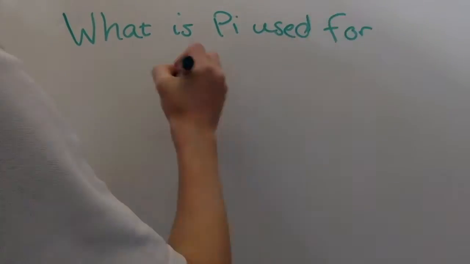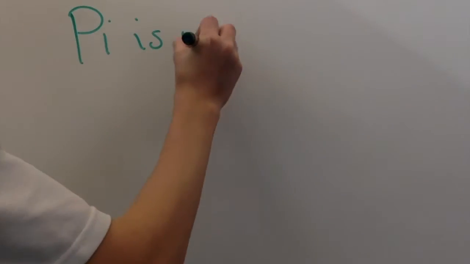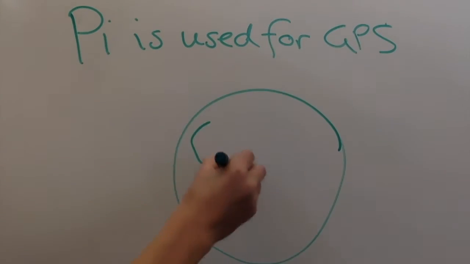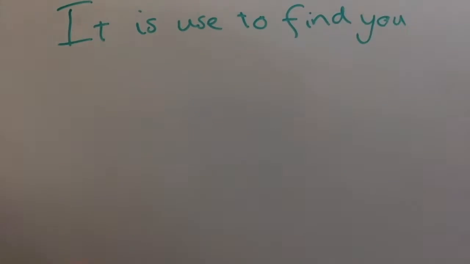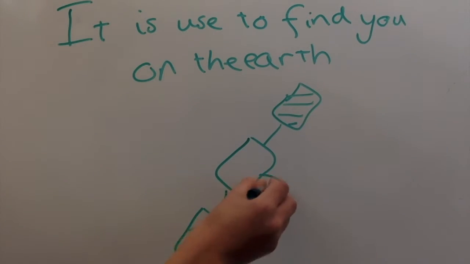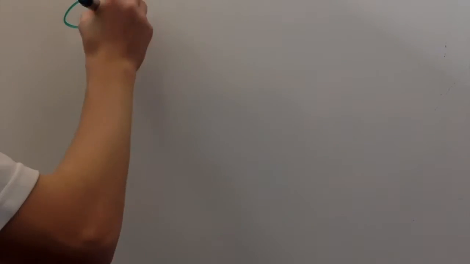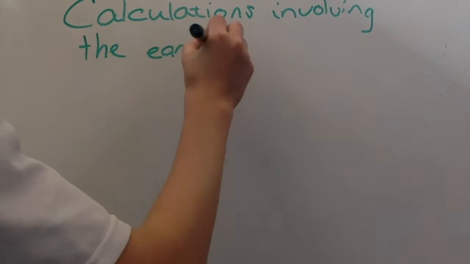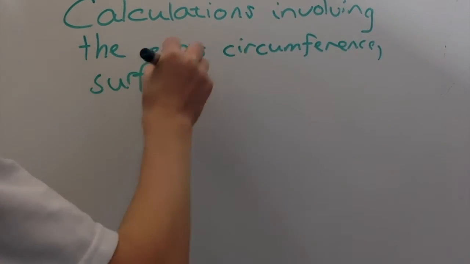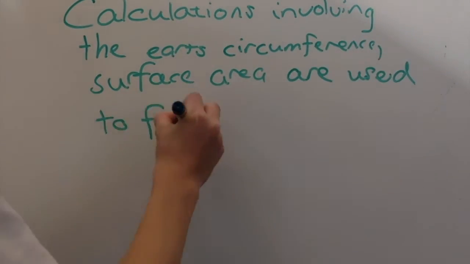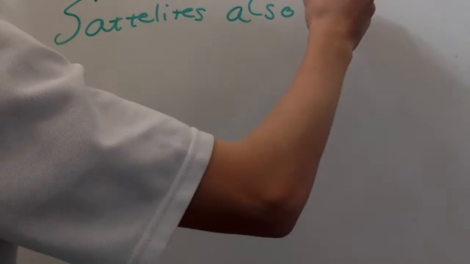What is pi used for? Pi is used for GPS. Pi is used to find your position on the Earth's surface. Calculations involving the Earth's surface area and circumference are used to find you. Satellites also orbit in a circular motion.